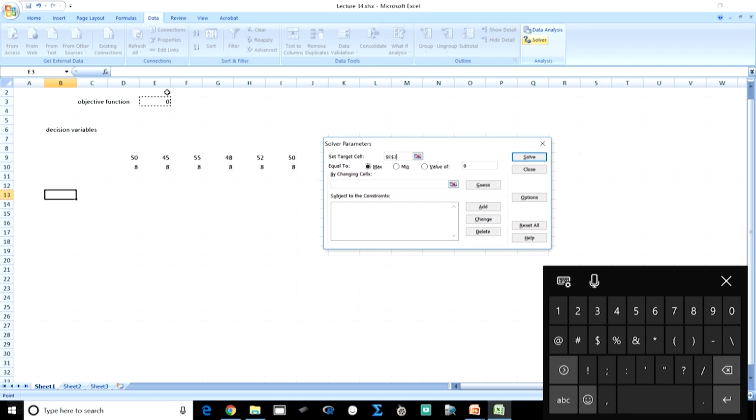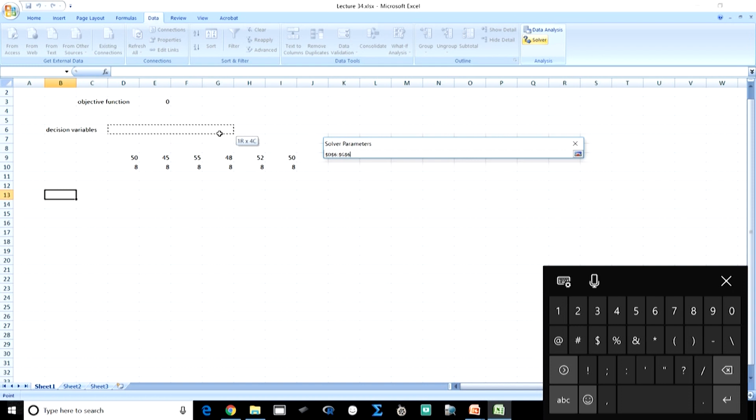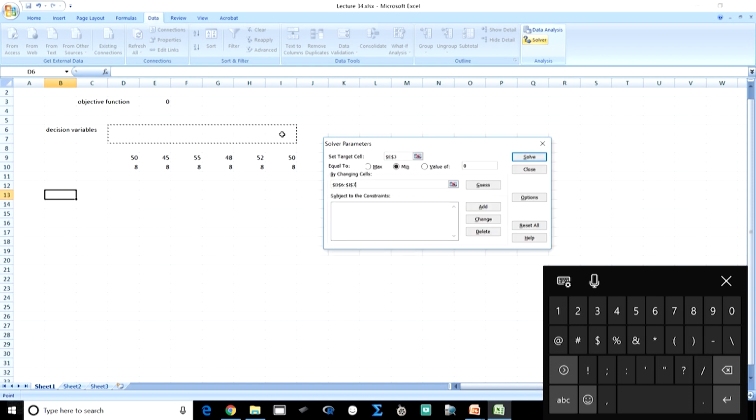By changing the value of E3 we will get the solver parameters, and we want to minimize it. By default it comes on maximization, so we have to minimize it. Then we need to set the decision variables, and in this particular case the decision variables will be from D6 to I7. These are our decision variables. So, we have set the decision variables.